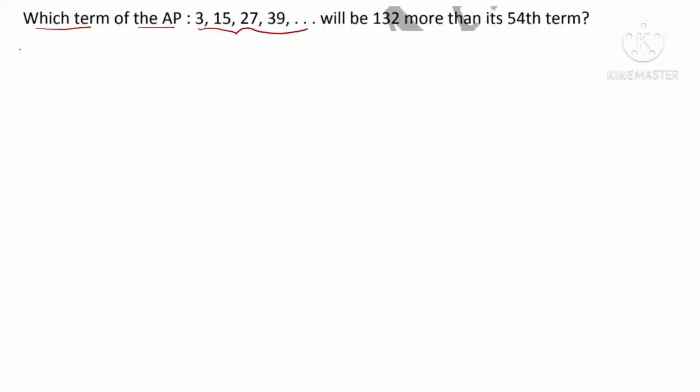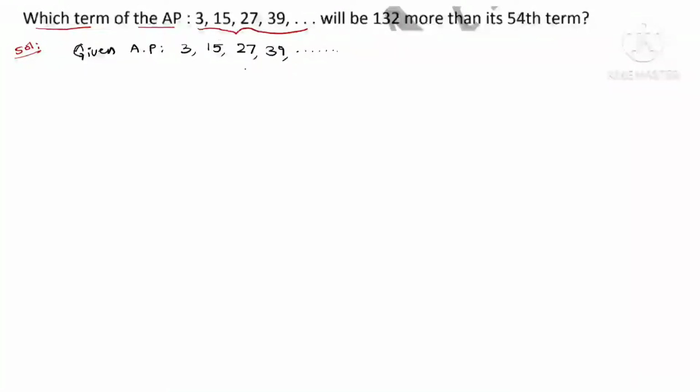So first, how to solve the question? Let me explain here. Whenever we are given an arithmetic progression, first we should start the solution with that line only. So what is the arithmetic progression given to us? Given arithmetic progression is 3, 15, 27, 39, and so on.